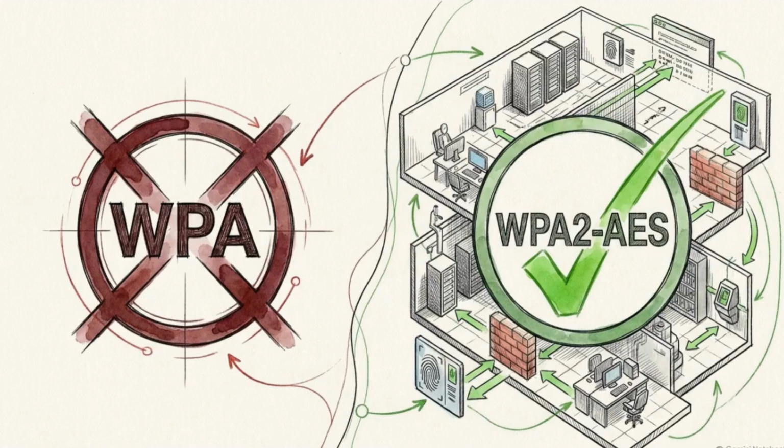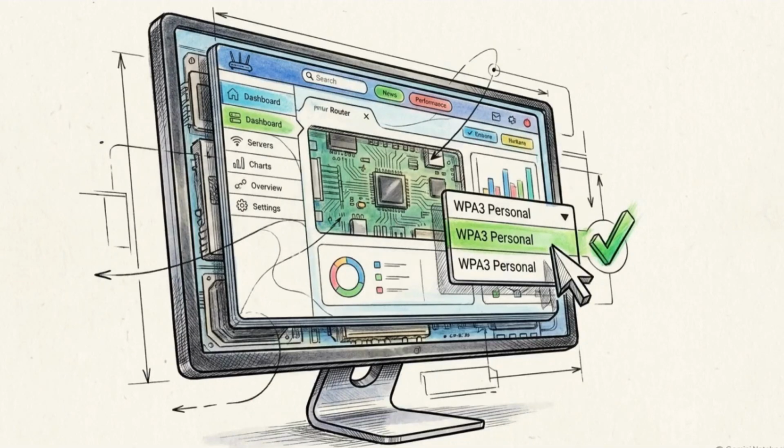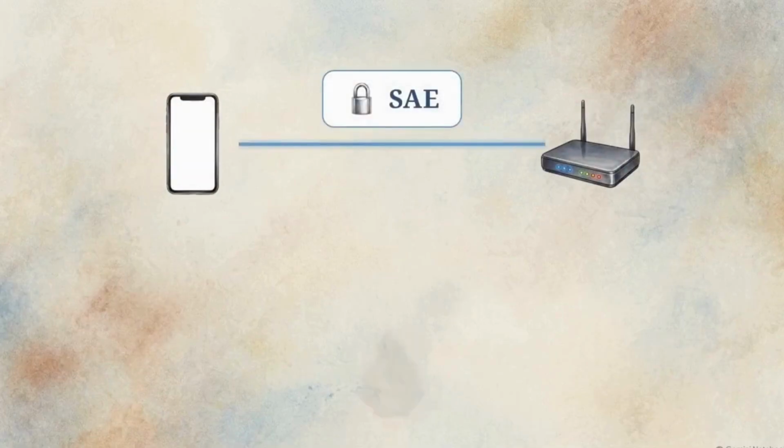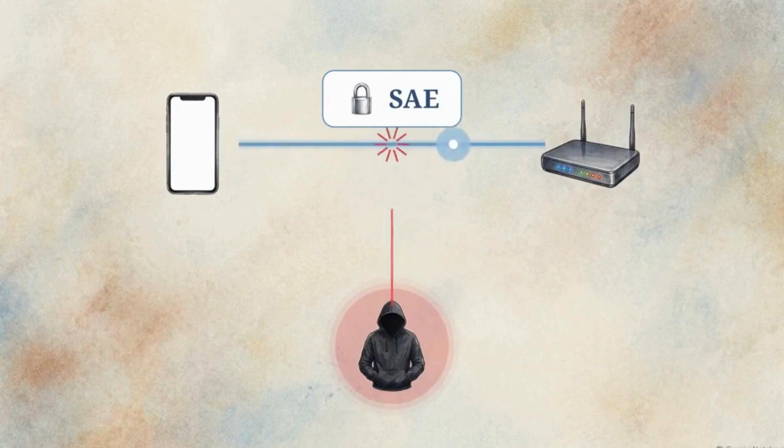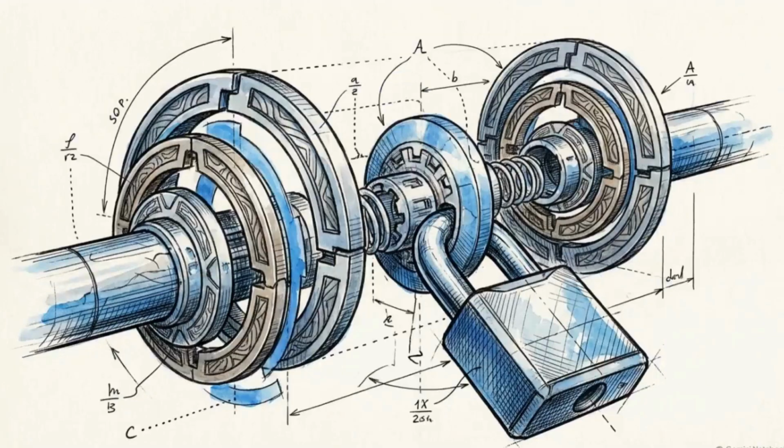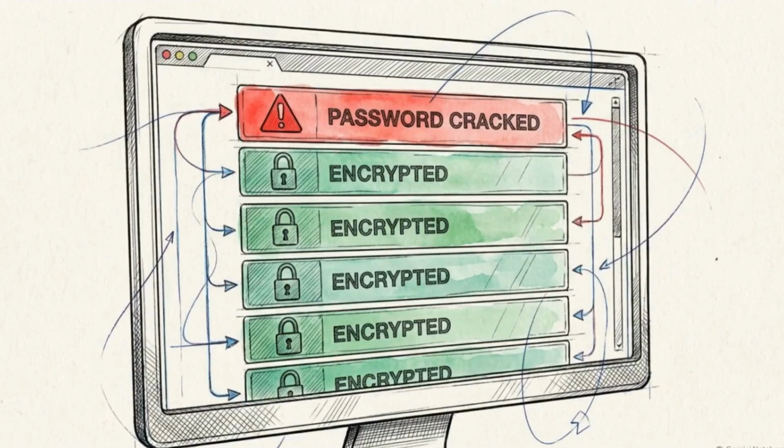The WPA3 standard, released in 2018, was designed specifically to address the brute force vulnerabilities found in WPA2. WPA3 uses a framework called SAE that requires your device to interact directly with the network for every login attempt. This prevents an attacker from capturing handshake data and guessing your password on their own computer. It also includes forward secrecy, which ensures that even if a network password is compromised in the future, your past encrypted sessions cannot be decrypted.